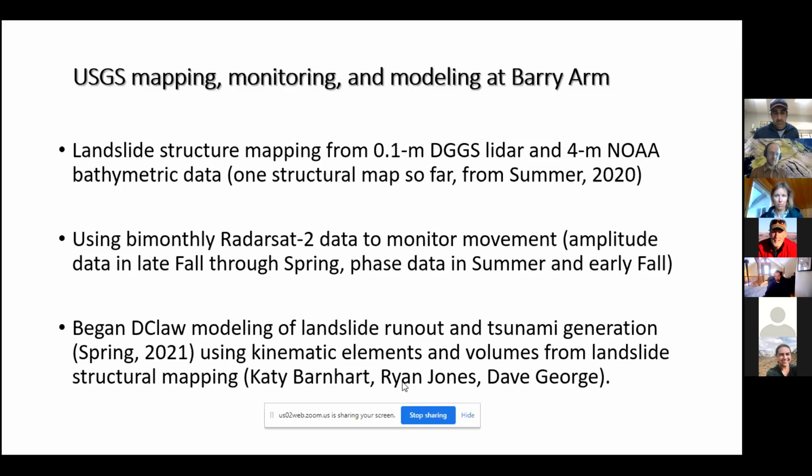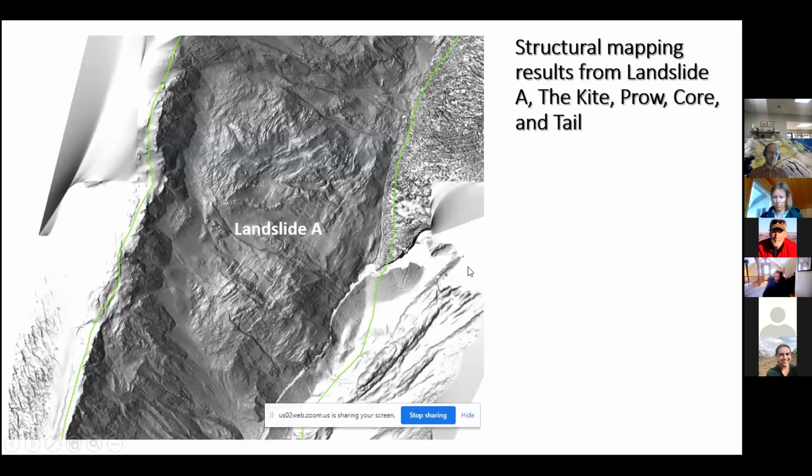That work is being done with a package called D-Claw. It's part of a GeoClaw package that Randy LeVeque and others have worked on for quite a long time. The way that's being used is they're taking our kinematic elements and volumes and using that as initial conditions for a bunch of different scenarios in D-Claw. The folks involved are Katie Barnhart, Ryan Jones, and Dave George. All right, let's talk a little bit about structural mapping in particular, how I did this work and what the results are.